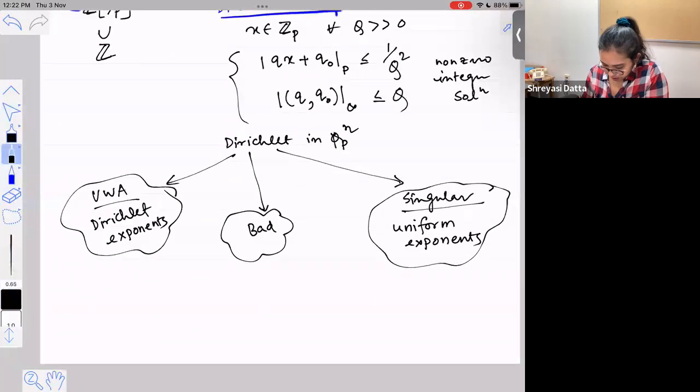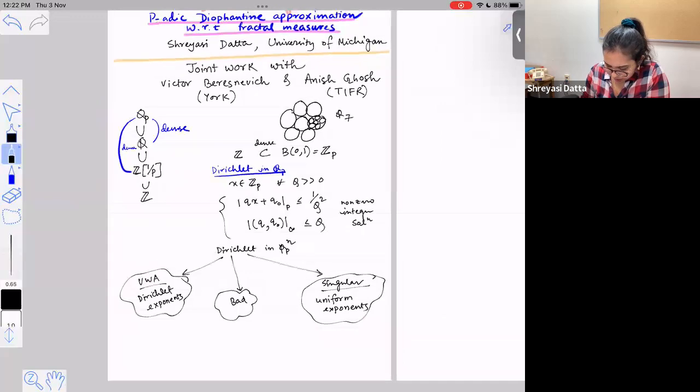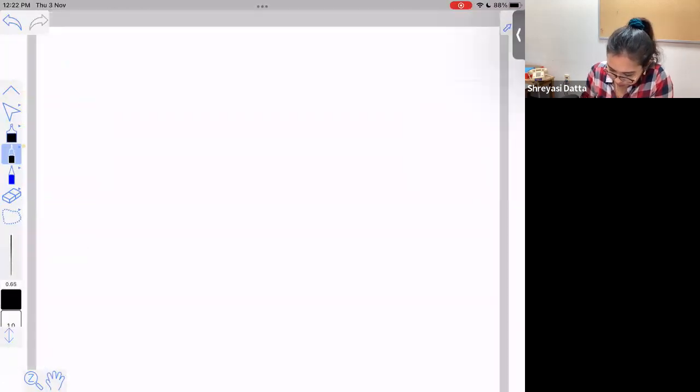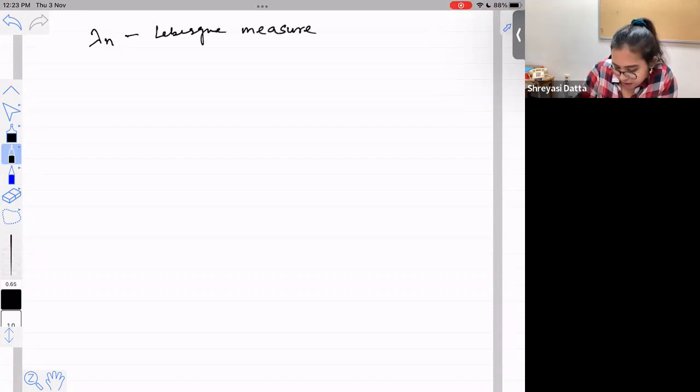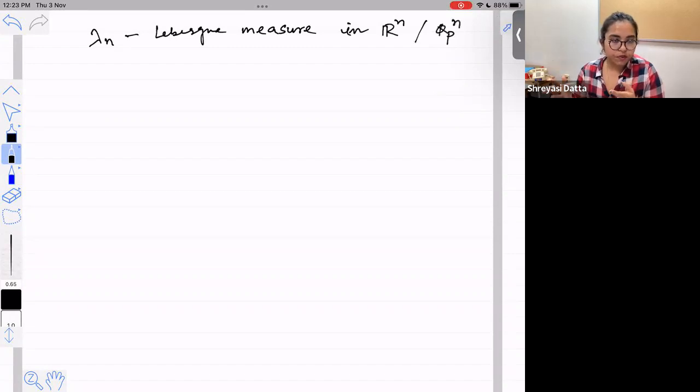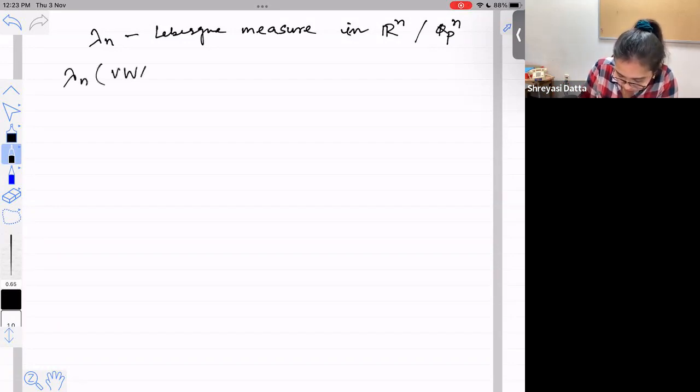Okay, so to begin with, one can very easily check that if I denote lambda_n to be the Lebesgue measure in R^n or in Q_p^n. I'm going to talk about both of these fields simultaneously just to point out the differences and how the methods in R^n sometimes don't work in Q_p^n. Okay, so one can show that lambda_n of the very well approximable vectors is 0.